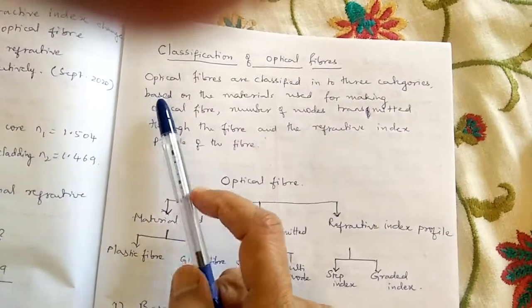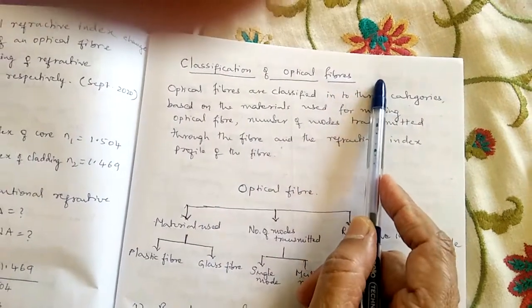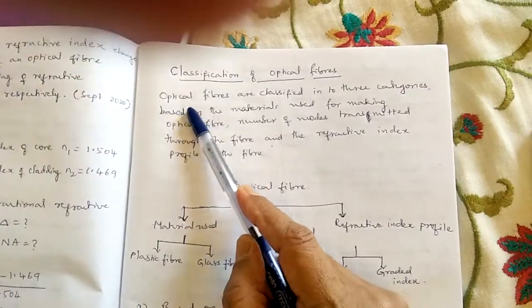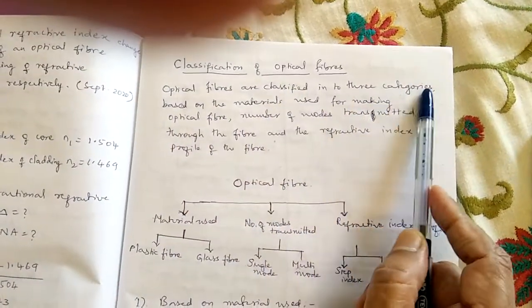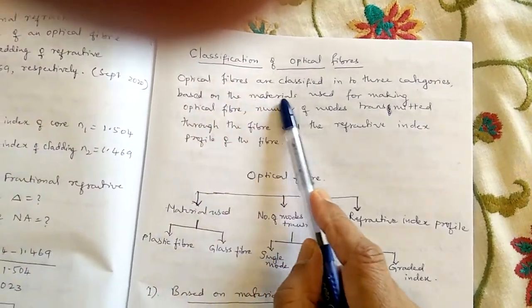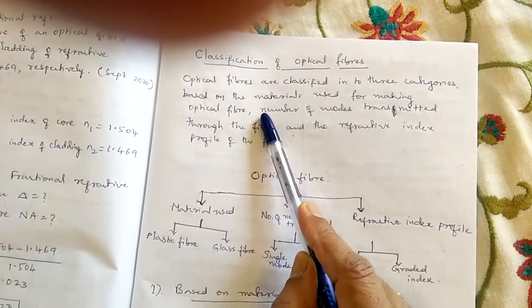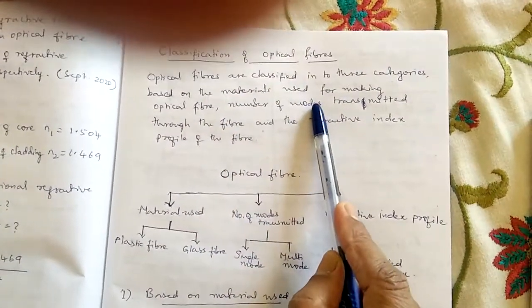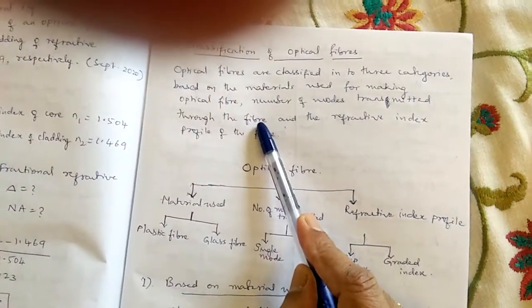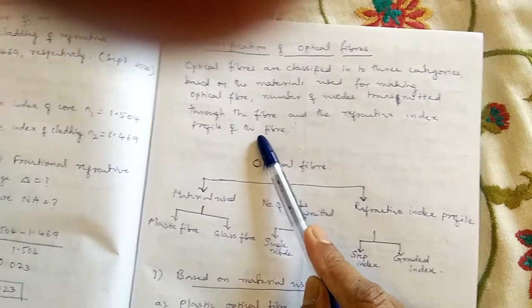Hello students. In this session, let us study the classification of optical fibers. Optical fibers are classified into three categories. First one, based on the materials used for making optical fiber. Second one is number of modes transmitted through the fiber. And the third one, the refractive index profile of the fiber.